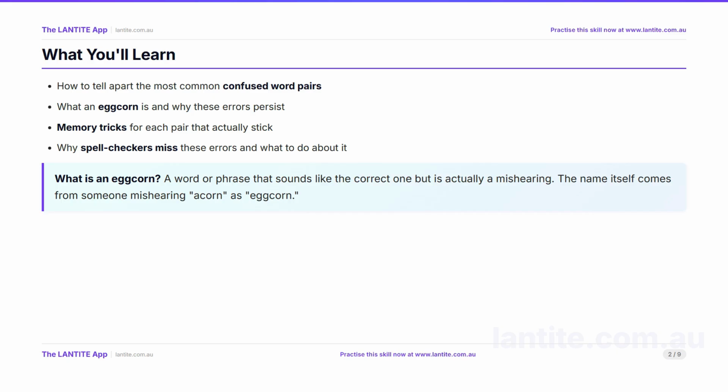The term eggcorn is itself an example of the problem. Someone once heard the word acorn and wrote it as eggcorn. It made a kind of sense to them, which is exactly how these errors work. They sound right, so people keep using them.